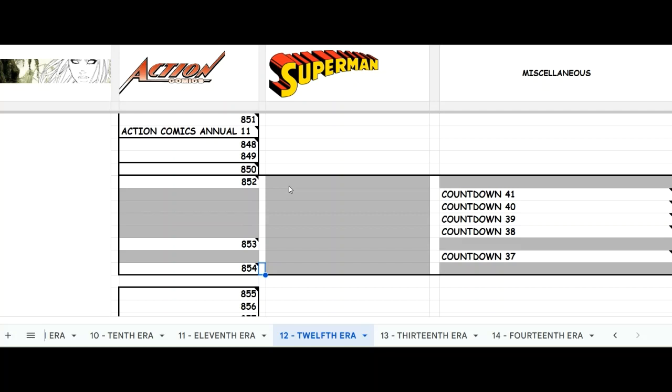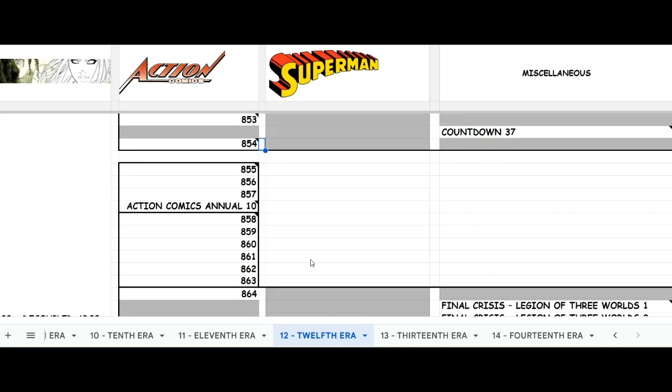Note that this issue also has the first return of Krypto, a character that I love, of course, since Infinite Crisis, which means that this must be before Superman 668, which we'll get to later. Okay, a lot to unpack there, but let's move on.